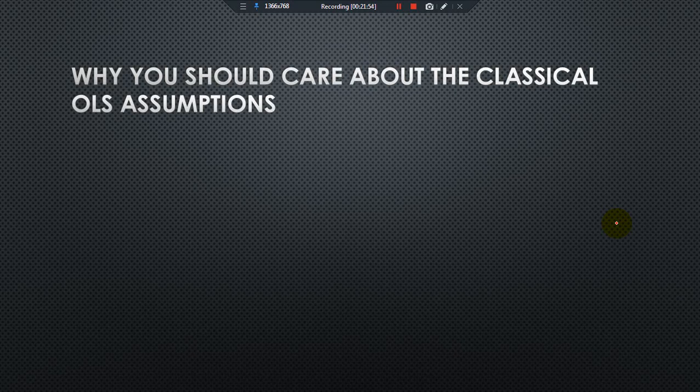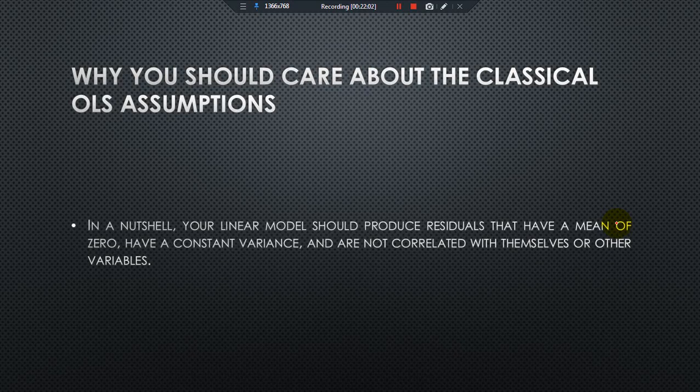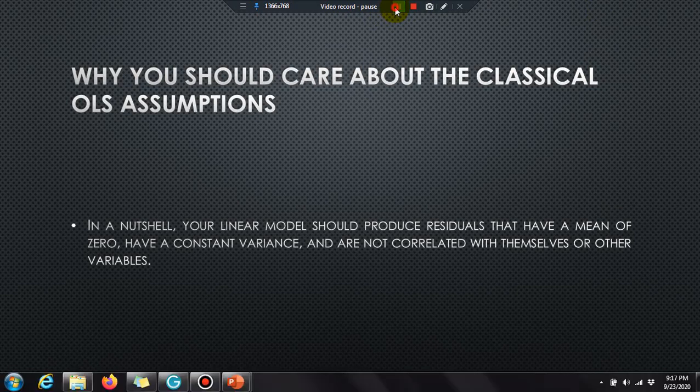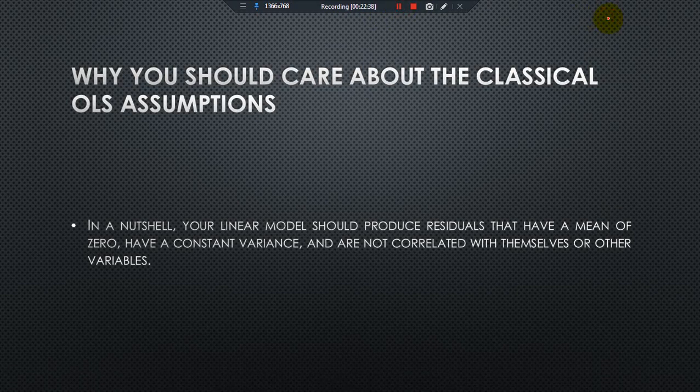Okay, why should you care about the classical OLS assumptions? In a nutshell, your linear model should produce residuals that have a mean of 0, have a constant variance, and are not correlated with themselves or other variables. If these assumptions hold true, the OLS procedure creates the best possible estimator, producing unbiased estimates that have the smallest variance, referred to as being efficient. Efficiency is a statistical concept that compares the quality of estimates calculated by different procedures while holding the sample size constant. OLS is the most efficient linear regression estimator when assumptions hold true.